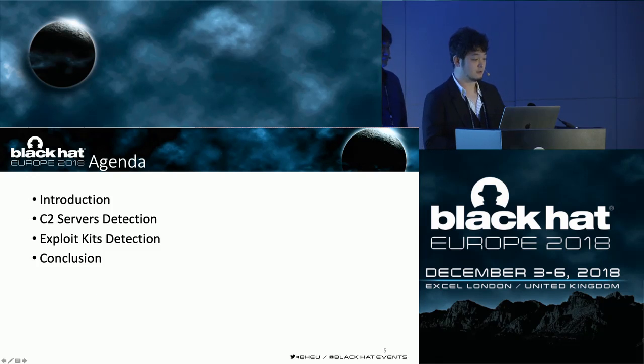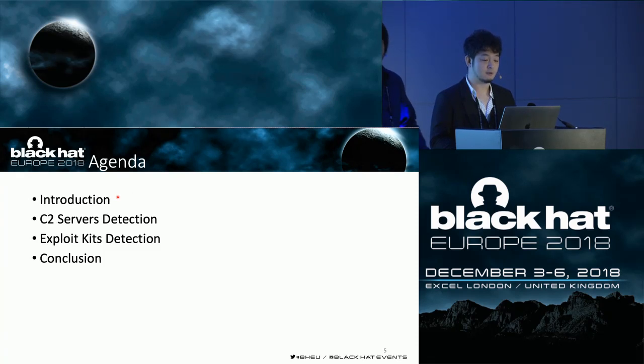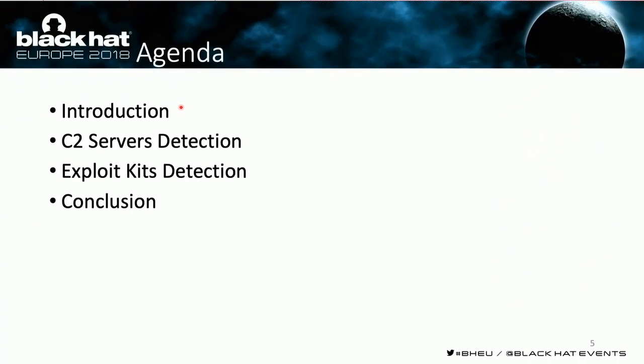This is the agenda of this talk. First, we will explain the problems of the existing detection methods and why we do this research. Second, we will show how to detect C&C servers with CNN models. Third, we will show how to detect exploit kits with RNN and DNN models. Finally, we will give the summary of this talk.